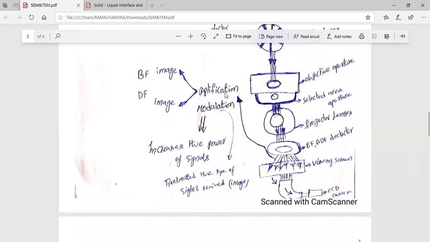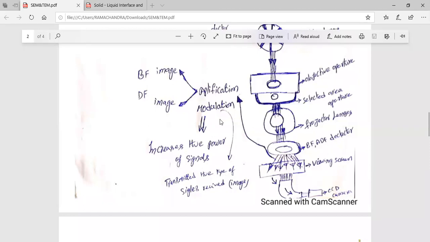What is meant by amplification? Amplification is nothing but increasing the power of a signal when the electrons reach the specimen. Modulation is nothing but the type of signal received by the image. In the formation of the image, whenever the electrons are transmitted to the image, the image receives the signals. That is known as modulation.